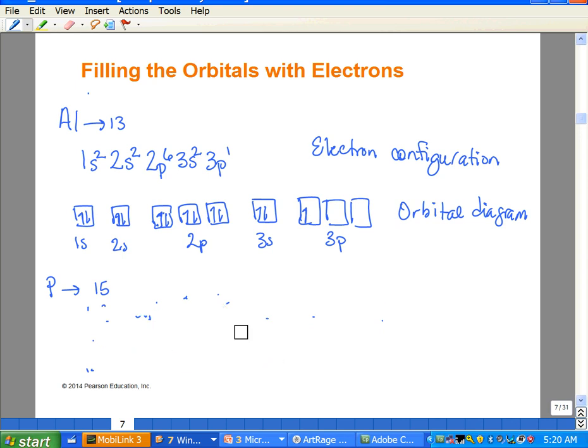All right. So we're going to write in order. 1s can have 2. That's 2 electrons total. 2s can have 2. That's 4. We continue filling in order. 2p can have 6. So that's 12. And 3s can have 2.